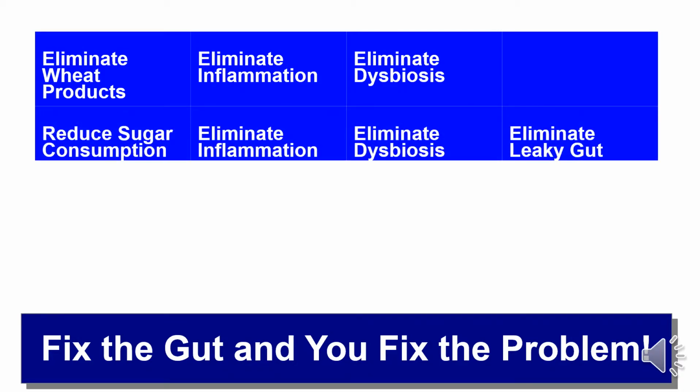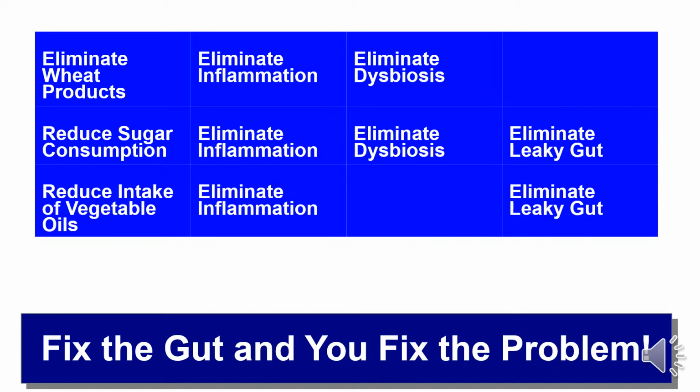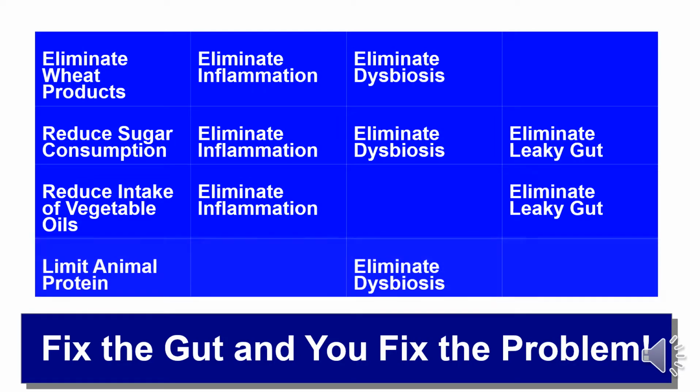Reduce your sugar consumption. This will help you address inflammation and dysbiosis and reduce toxins that can contribute to a leaky gut. Dramatically reduce your intake of vegetable oils. This will address inflammation and the leaky gut. And eliminate your consumption of animal protein. This will help address dysbiosis.